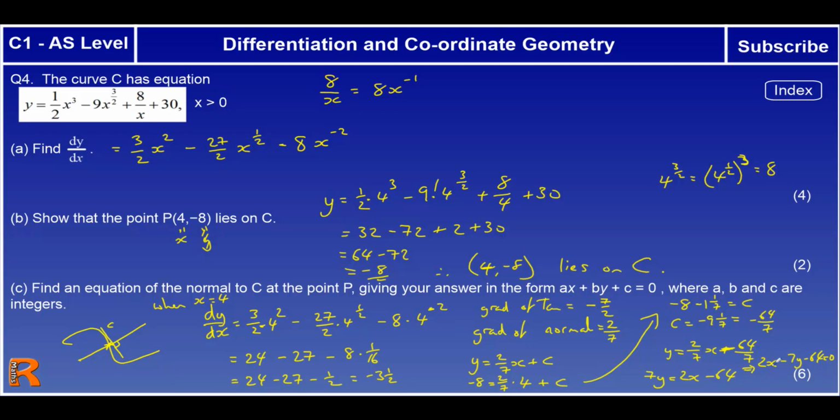You can have it with all the signs different, so that could be the same as minus 2x plus 7y plus 64 equals 0. It's the same thing, and rearranged it's the same. Okay, so a lot of marks for that last bit, 6 marks there. Lots of information required to solve this question, especially this important bit about the tangent and the normal. The more of those you do, the better you'll get at them.